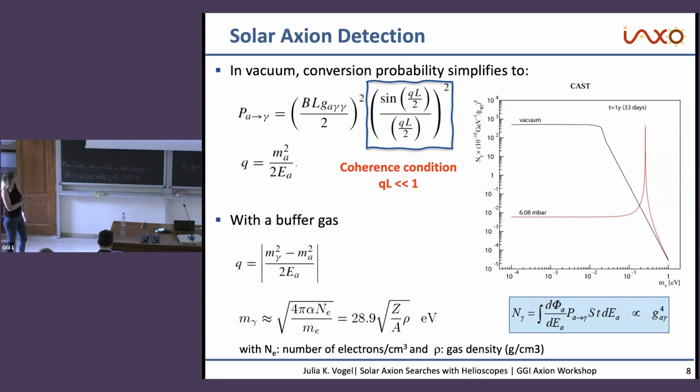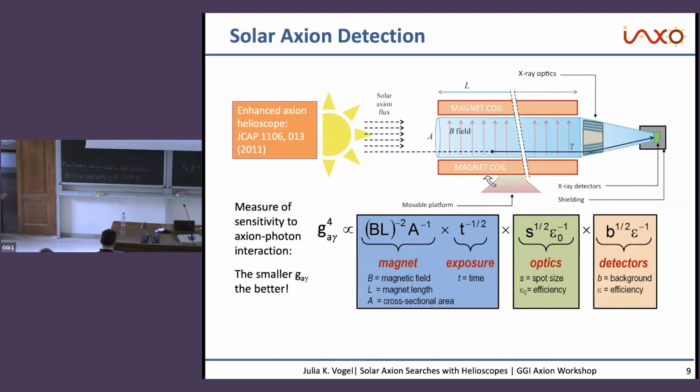So another interesting feature: if we look at the number of converted photons, we have the flux in there and the conversion probability, and both depend on the square of the coupling constant. So we get a total dependence on the coupling constant to the fourth, which is important if we consider how we upgrade a helioscope. So we want to improve the figure of merit of such a helioscope. In a standard helioscope, I told you before, we need at least a magnet and an X-ray detector.